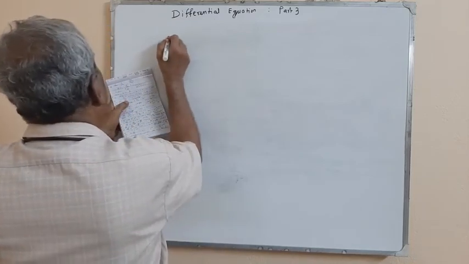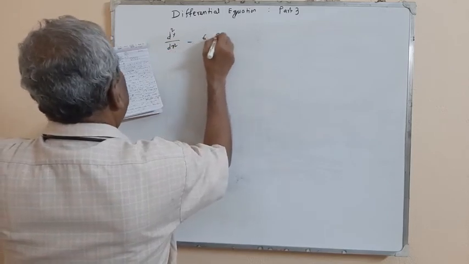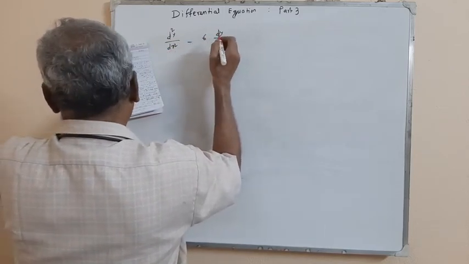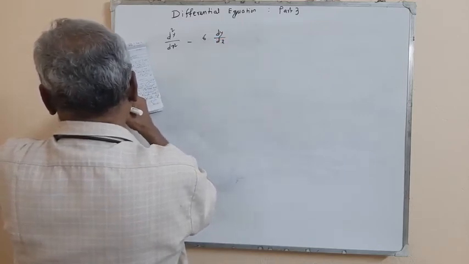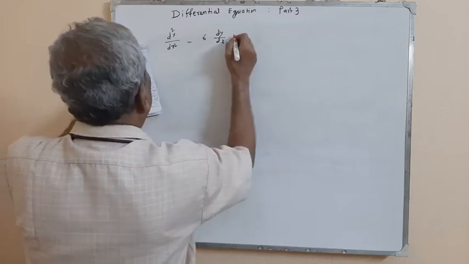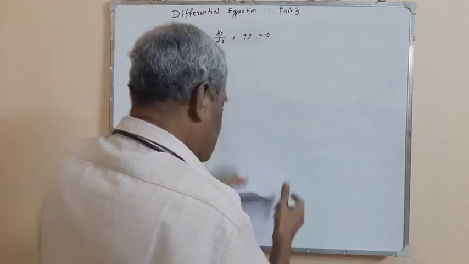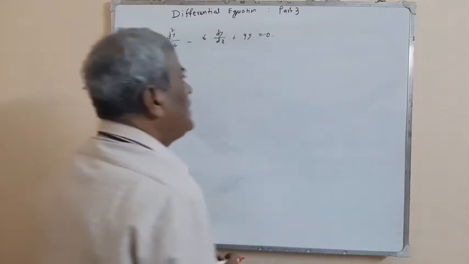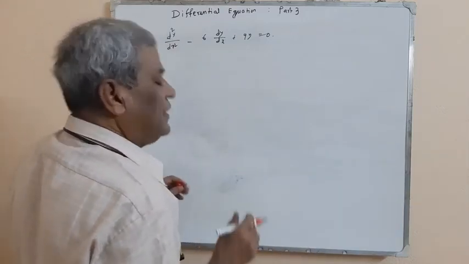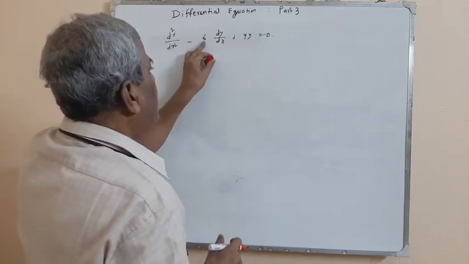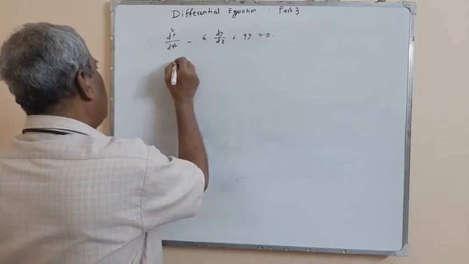Obtain the solution of d2y dx2 minus 6 dy dx plus 9y. No initial conditions are given here. So it is a second order linear differential equation with constant coefficients. So the auxiliary equation is, we can start from there.